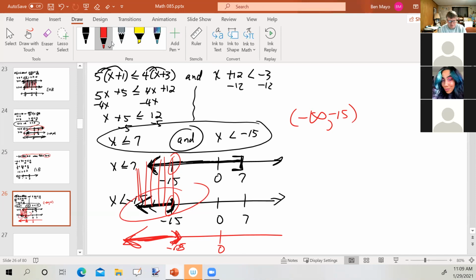Everybody seeing that? Over here, the bottom one doesn't have it. But over here, below -15, they both have it. This one has 15, this one doesn't. So it stops right before -15, which is why it's open instead of a bracket that would be closed. All right with that?